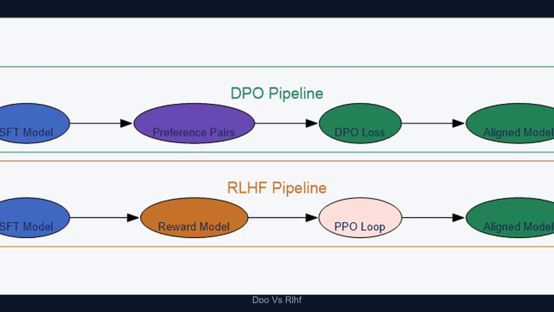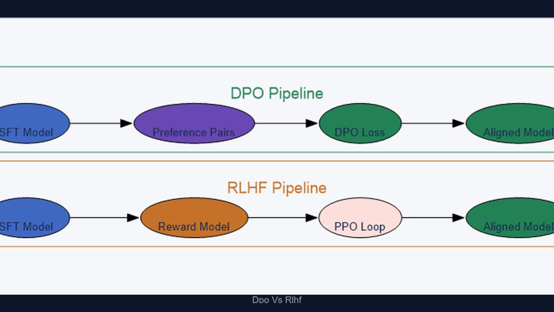This diagram shows the two pipelines side by side, and the contrast is clarifying. The DPO pipeline is 3 boxes. Start with your SFT model, generate preference pairs, apply the DPO loss function, arrive at an aligned model. The RLHF pipeline is 5 boxes with a feedback loop. Start with your SFT model, train a separate reward model, run a PPO optimization loop that cycles repeatedly, and eventually arrive at an aligned model.